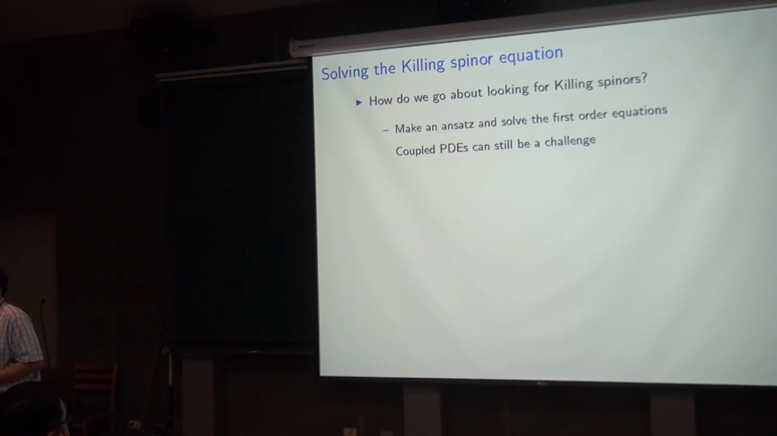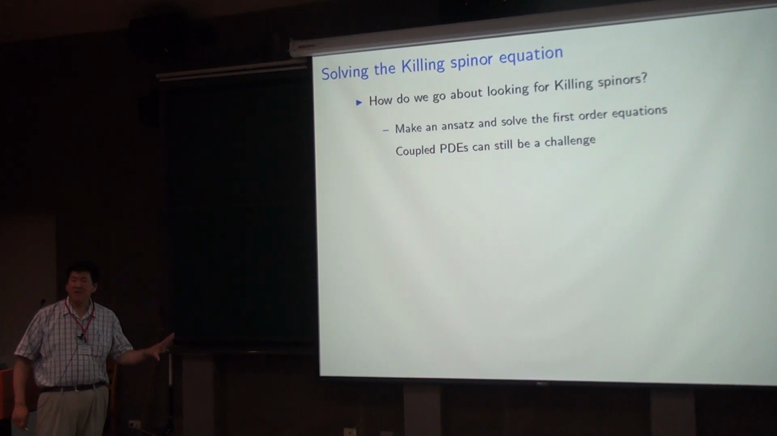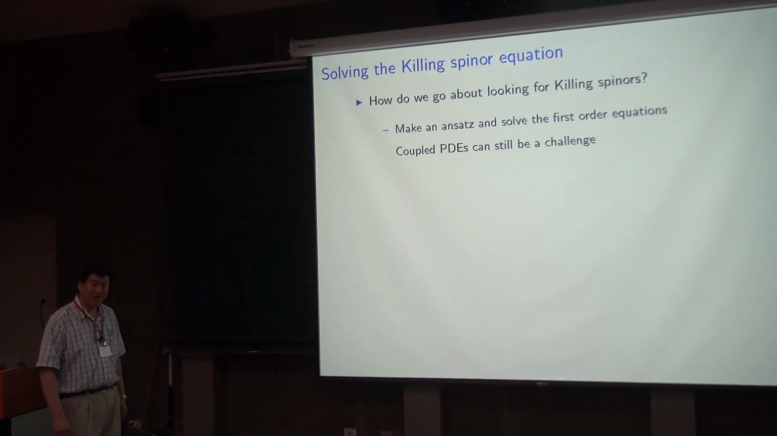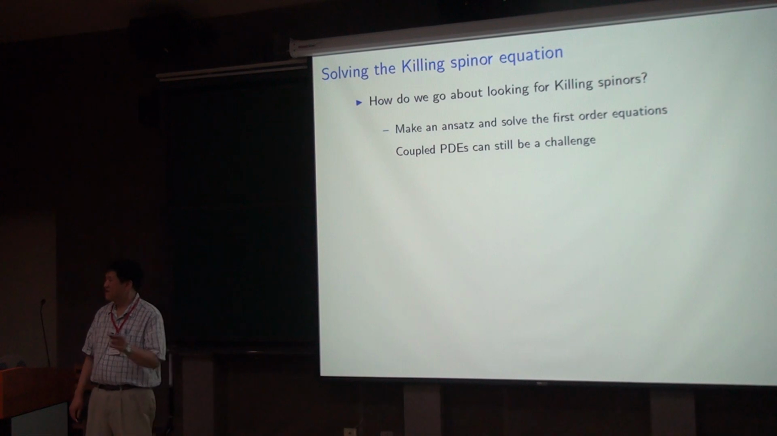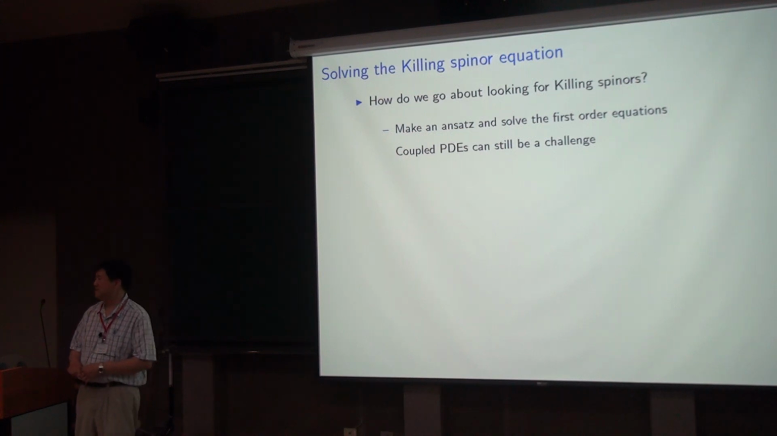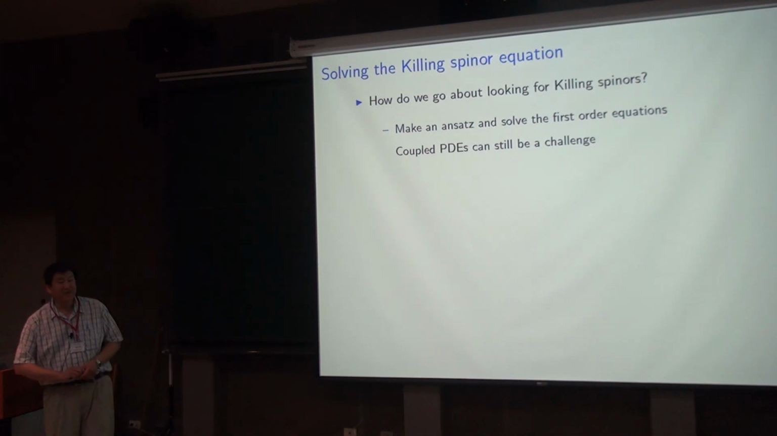Now there are various ways of doing that. The most straightforward way that one would think of is to use the Killing spinor equation, nabla_i epsilon equals 0. It's a differential equation, a set of coupled linear differential equations. So just solve the equations. Well, it turns out that's not always such a fun thing to do.